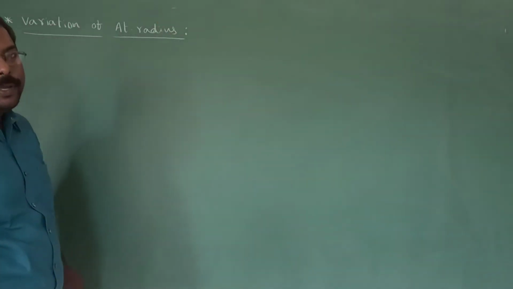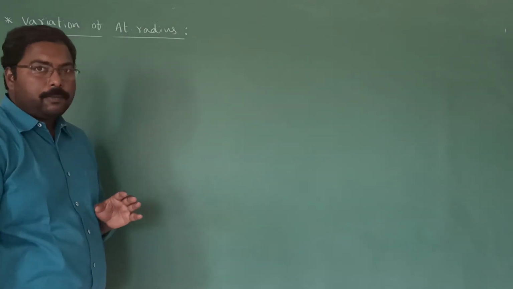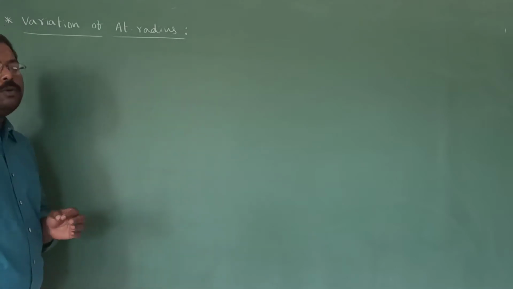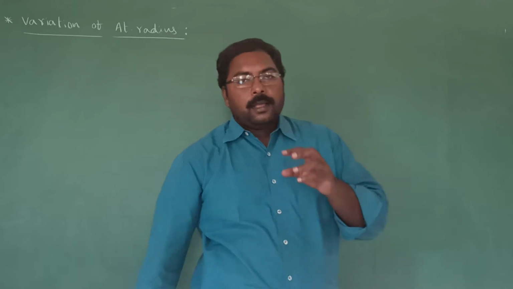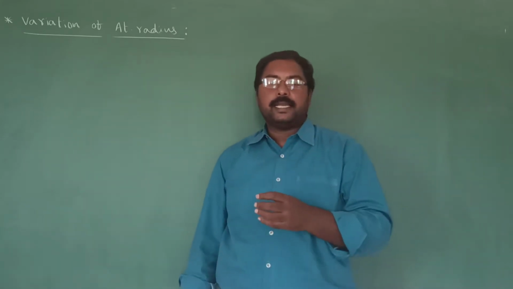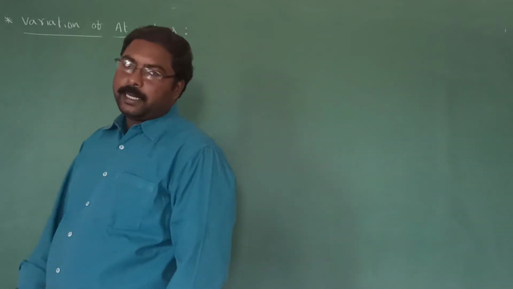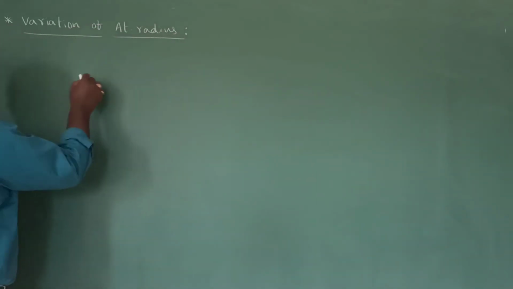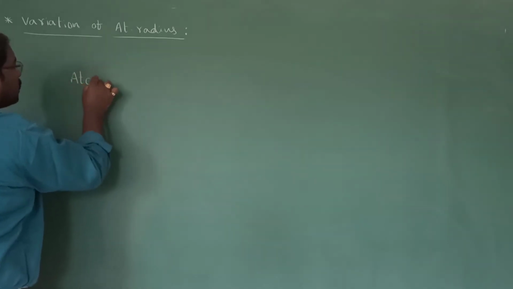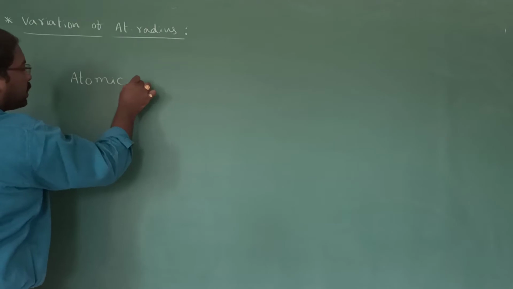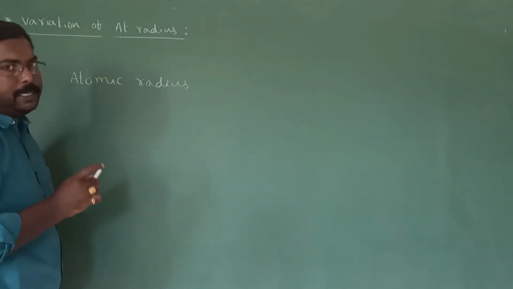Before discussing the variation of atomic radius along a particular group or period, we first need to know based on what factor we can say the element will be large or small in size. There are mainly two factors which affect the atomic radius. So remember this. The atomic radius mainly depends on two factors.